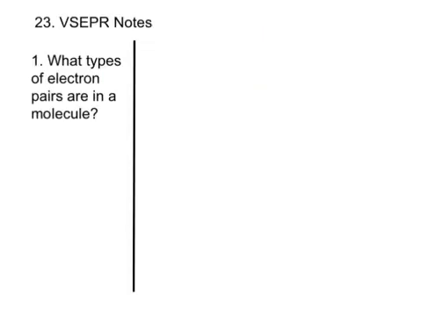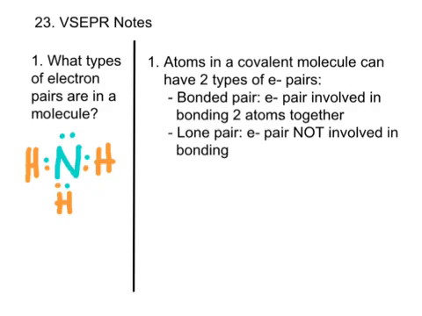The first question of these notes is, what types of electron pairs are in a molecule? Now this refers to the electron dots that we have in the Lewis dot structures for molecules. So we're going to take a look and see what kinds of electron dots we have around atoms in a molecule. Atoms in a covalent molecule can have two types of electron pairs if we look at their Lewis dot structures.